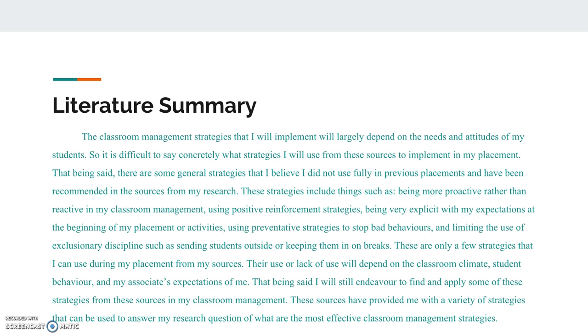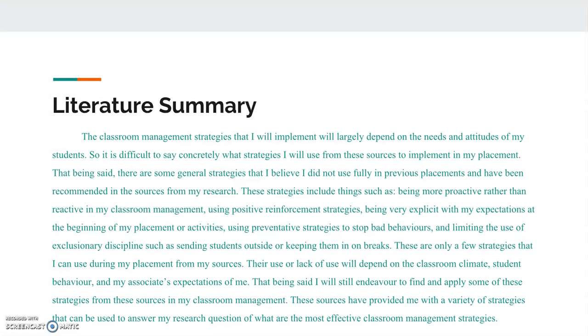That being said, there are some general strategies that I believe I did not use fully in previous placements that have been recommended in the sources from my research. These could include things such as being more proactive rather than reactive in classroom management, using positive reinforcement strategies, being explicit with my expectations at the beginning of my placement or activities, using preventative strategies to stop bad behavior, and limiting the use of expulsionary discipline such as sending students outside or keeping them in on breaks.